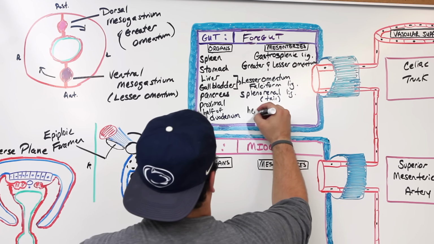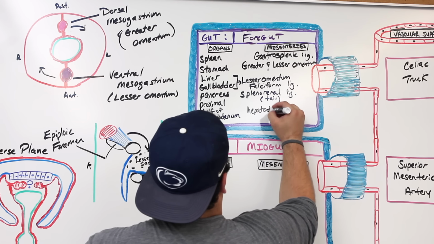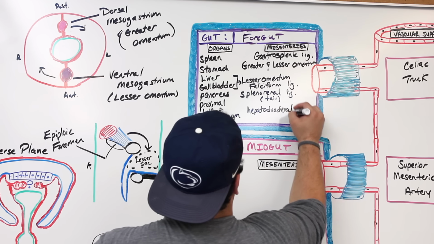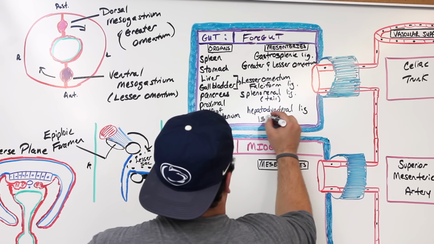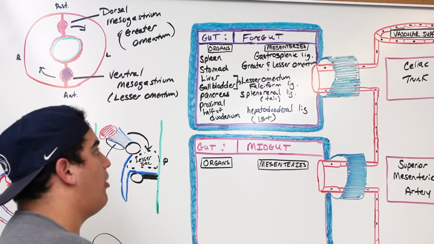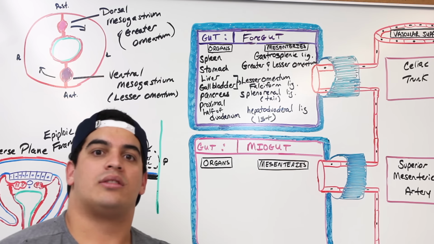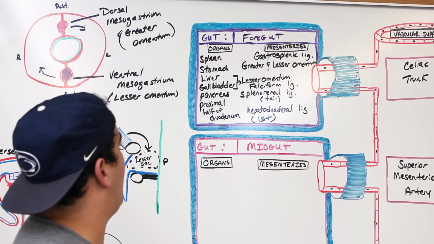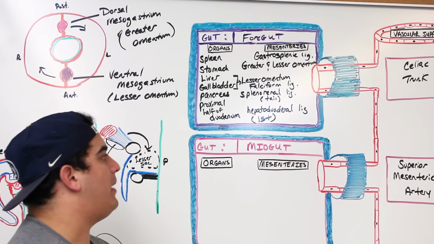It is called the hepatoduodenal ligament. But again, this is only the first part. The second, third, and fourth part are actually going to be secondary retroperitoneal. All right, so that's these guys. Let's go to the next one, midgut.